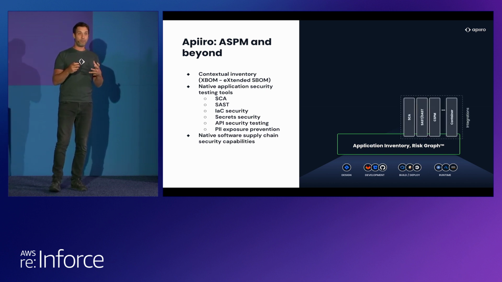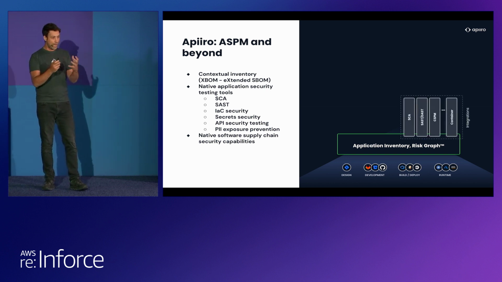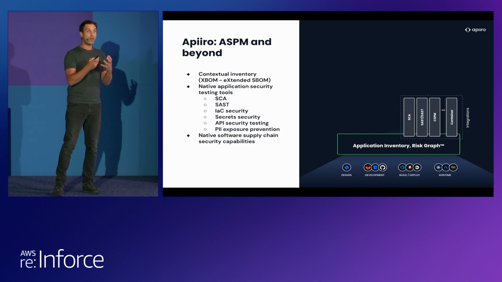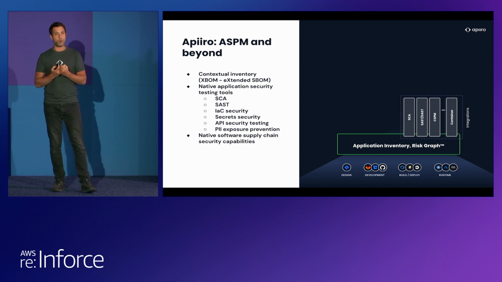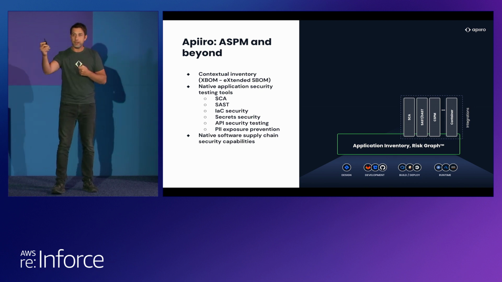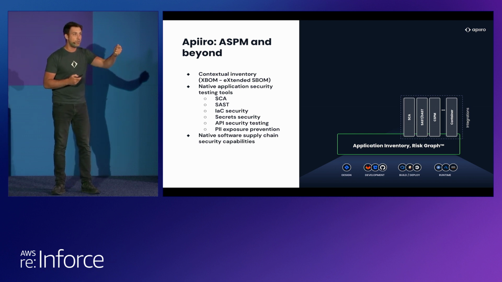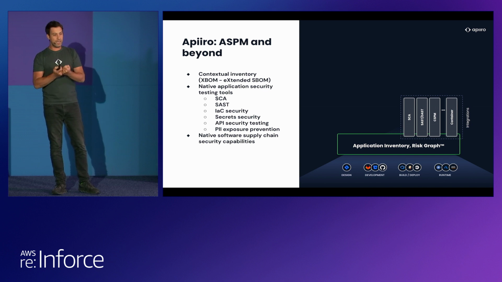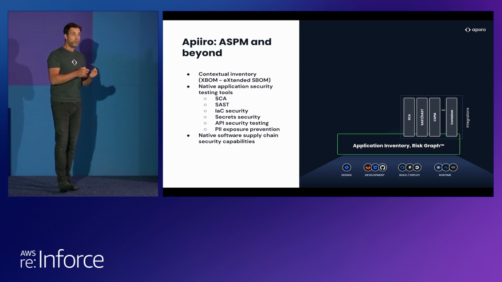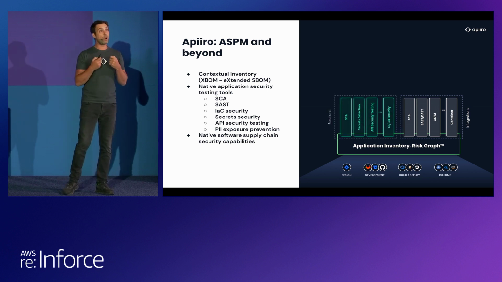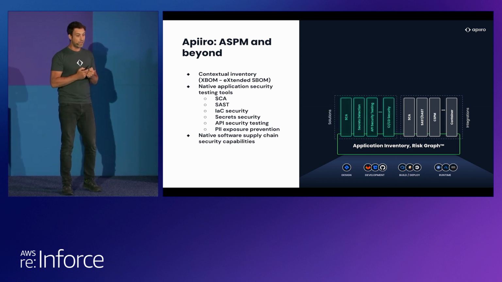The next layer is, like classic ASPM, we connect all your existing tools to Apiiro. But now we can say, this alert from the SCA, this alert from the SAST, and this alert from the container is the same work item for remediation. But on the other hand, and this is the key differentiator from the classic ASPM, we have our own built-in solutions in the platform.